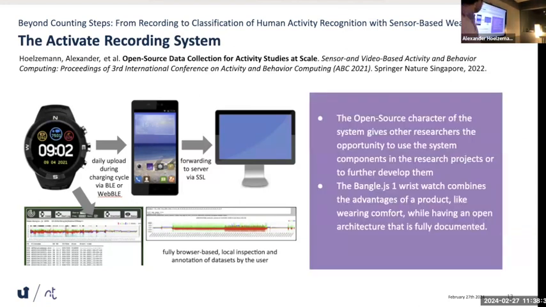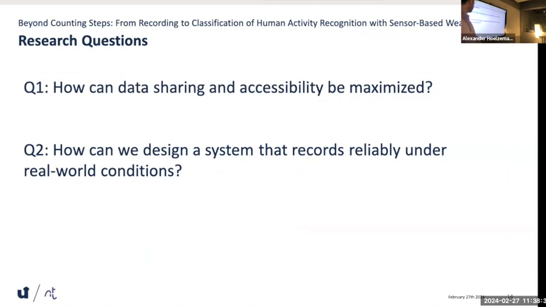We had 2 research questions in mind with this publication. First one is, how can data sharing and accessibility be maximized? And second, how can we design a system that records reliably under real-world conditions? Why under real-world conditions? Because, as I said, these people were wearing this device in their daily life, so it needed to work under these conditions. Plus, since these people were often not very technical, we needed to design a system which is easy to understand and easy to use.